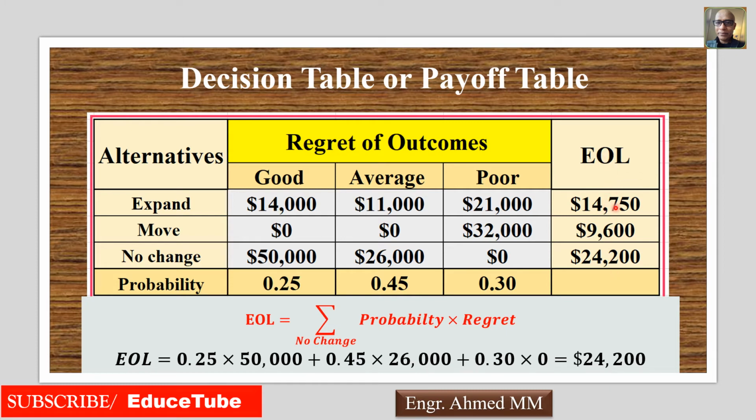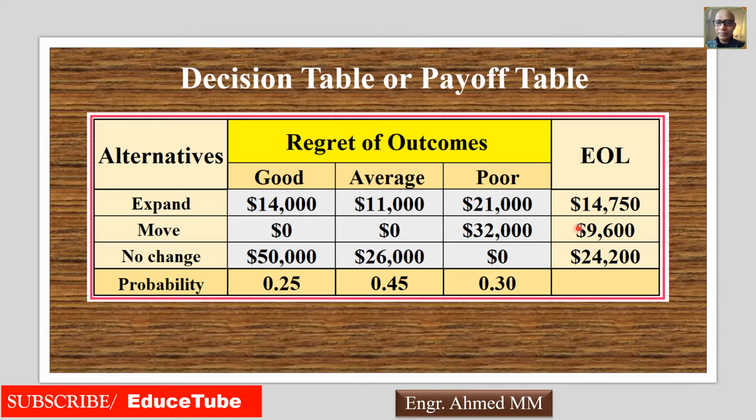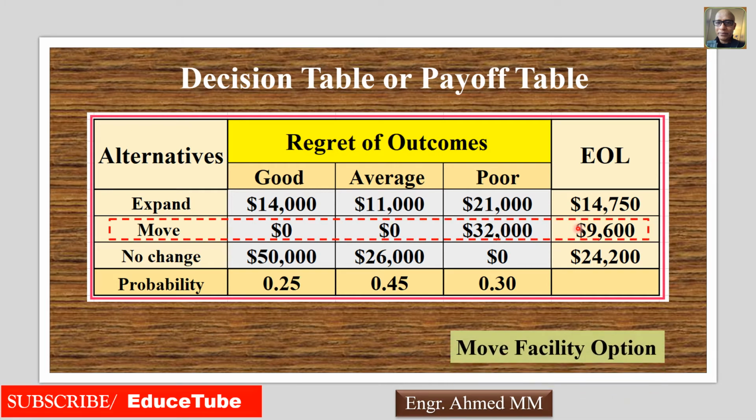But we have to select the smallest one. As I have said in previous slide, we have to select the smallest one. So this one, 9,600. So I select this one. So move facility option we have chosen.